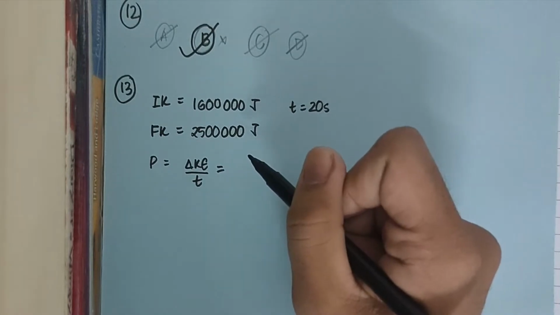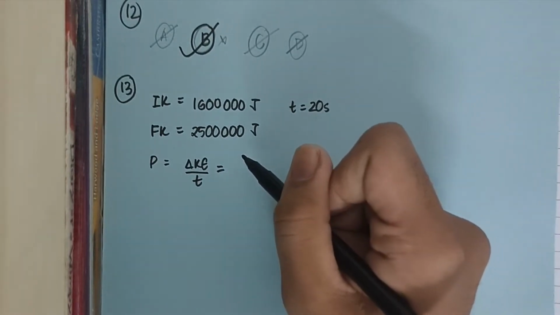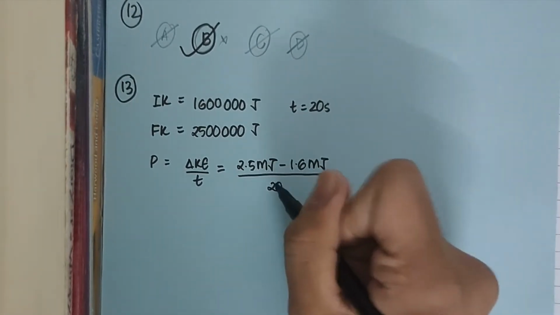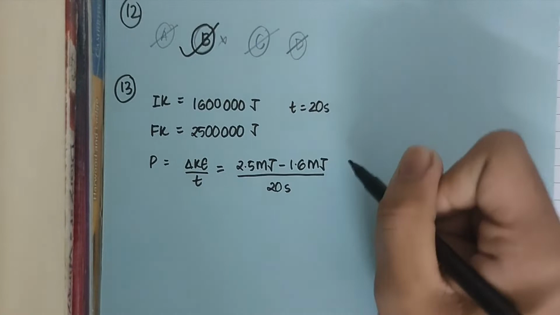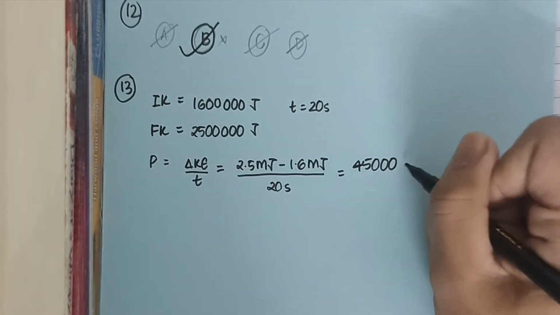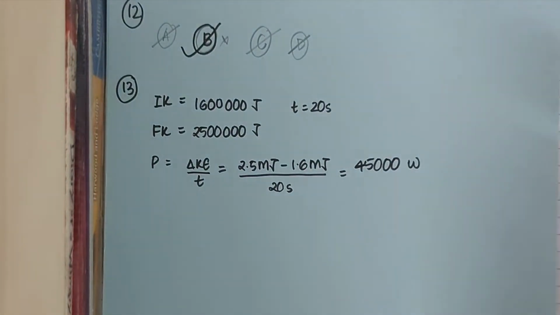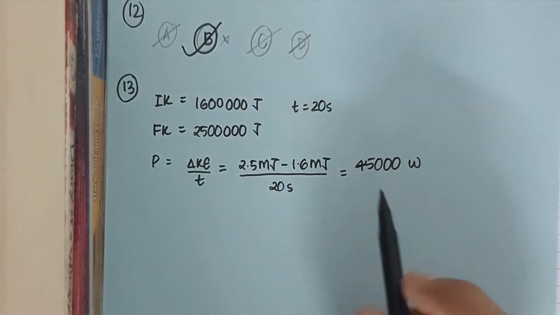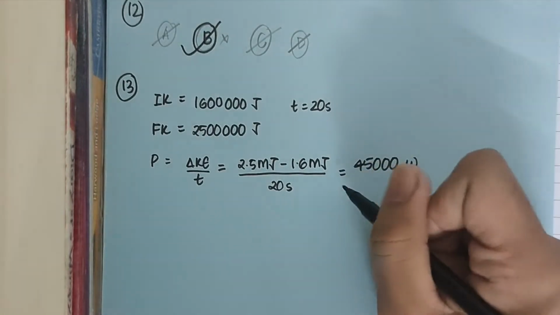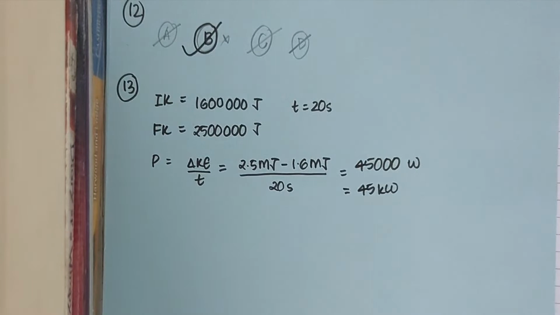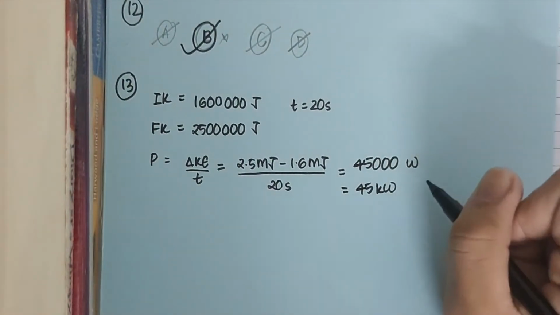That is 2.5 million joules minus 1.6 million joules, and divided by 20 seconds. Now, using a calculator, we get 45,000 watts. I am using watts because it is joules divided by seconds. Okay, so 45,000 watts can also be converted to 45 kilowatts. So we have our answer and it is C.